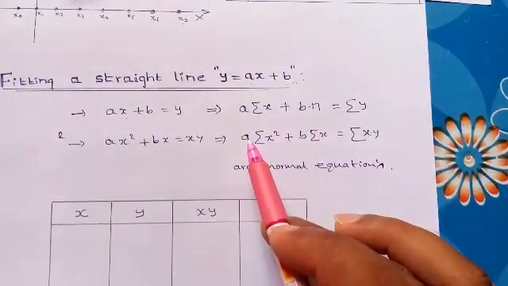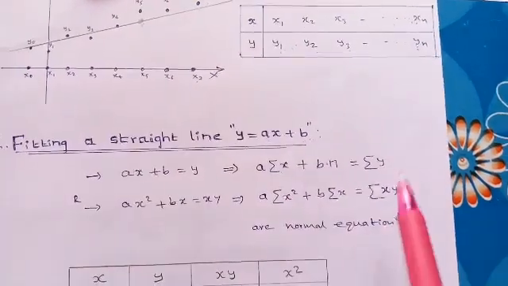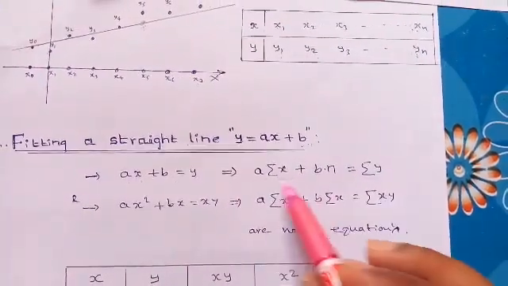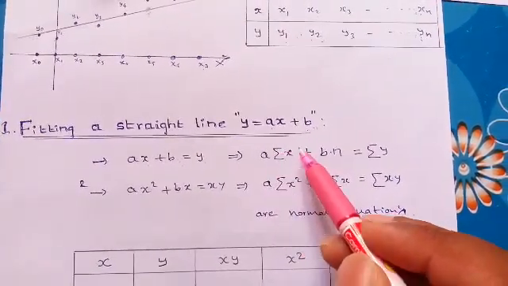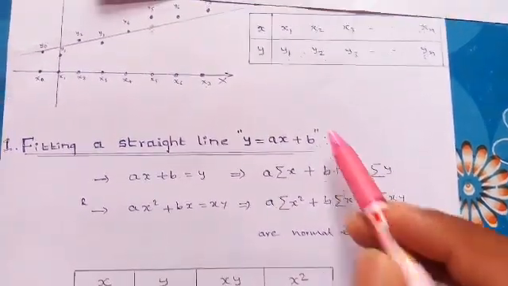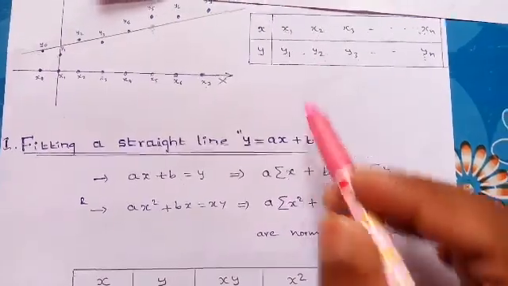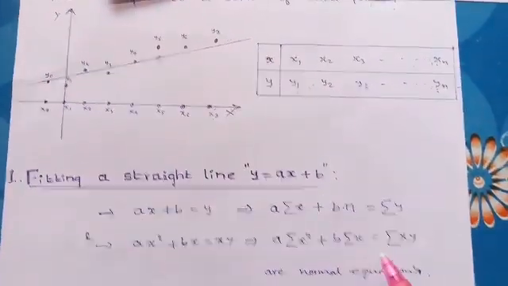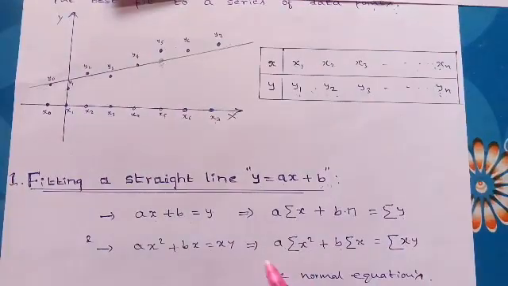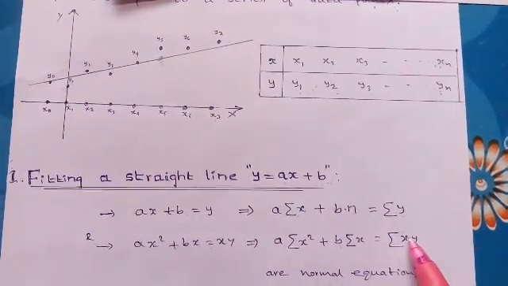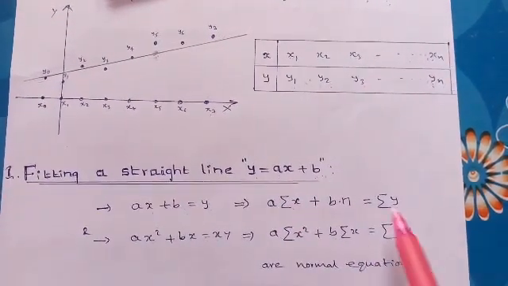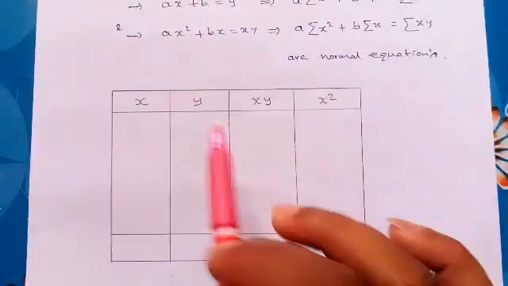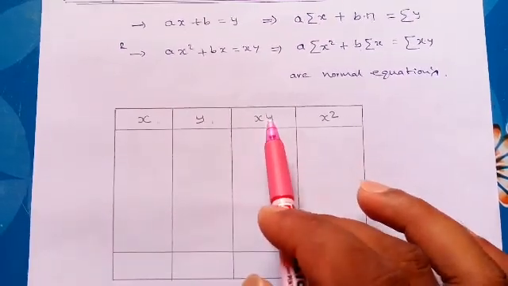From these two normal equations, we have to find the unknown constants a and b. To apply the normal equations, we have to find these values: n, which means the number of values available in the table, summation of x, the sum of x values, summation of y, the sum of y values, summation of x square values, and the sum of their product x into y.